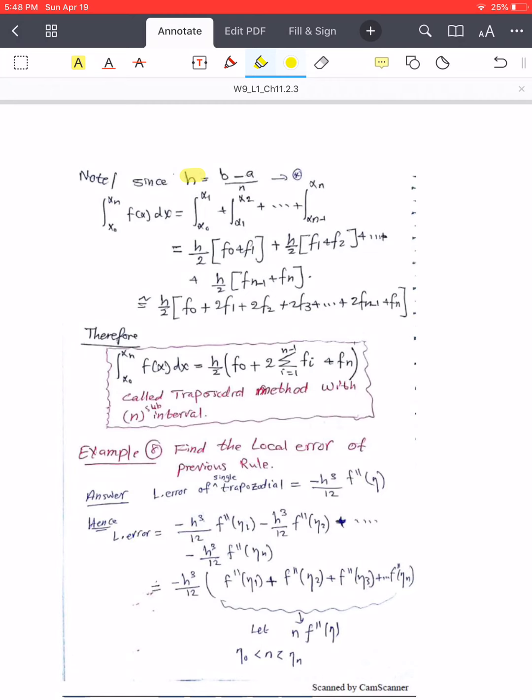We want to integrate from x0 to xn here. Use the property of integration. This can be written as the integral from x0 to x1, plus the integral from x1 to x2, then the integral from x2 to x3, and so on. The last one is from xn minus 1 to xn. So here this should be xn minus 1.